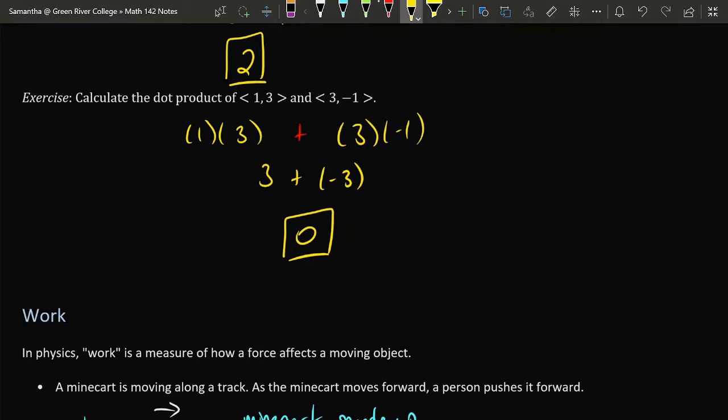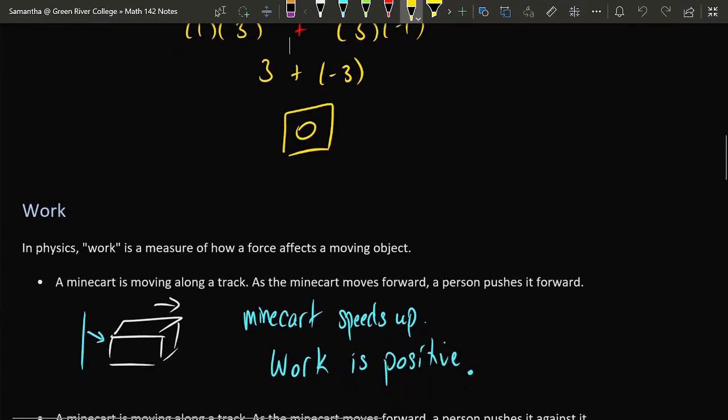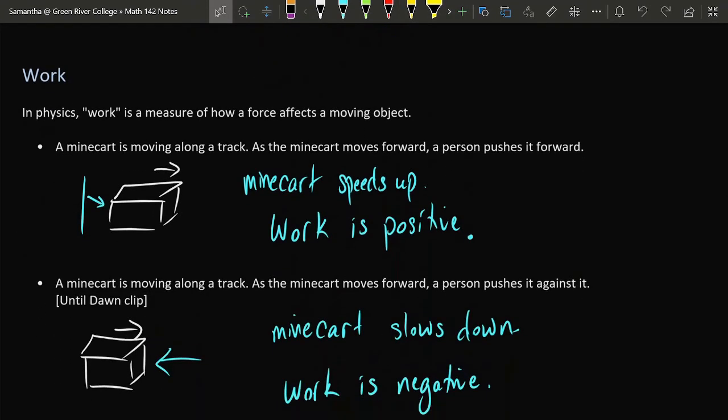Now, why do we define the dot product of vectors in this particular way? In mathematics, whenever we create a formula or a definition, it's because that formula represents something that has some use in a real-world application. So taking the dot product of two vectors is something which is useful, and in particular, one of the primary uses of the dot product is to calculate a physics quantity called work.